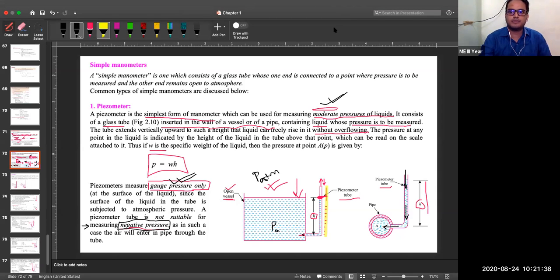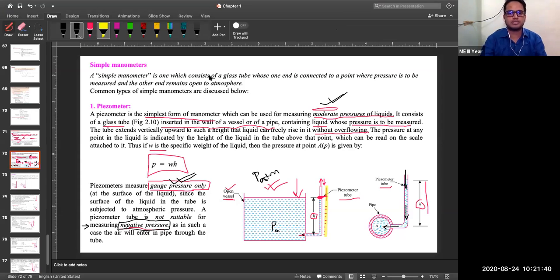Is that clear to all of you? Write in the chat box, yes sir. Simple piezometer. Write in the chat box, yes sir. If you have understood this point, then it will be easier for you to understand the U-tube manometer.